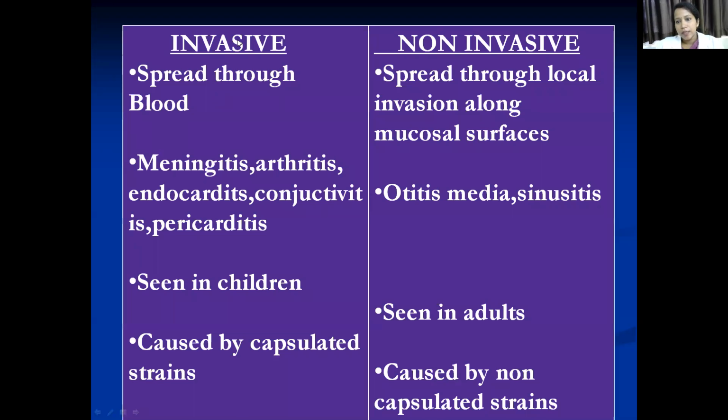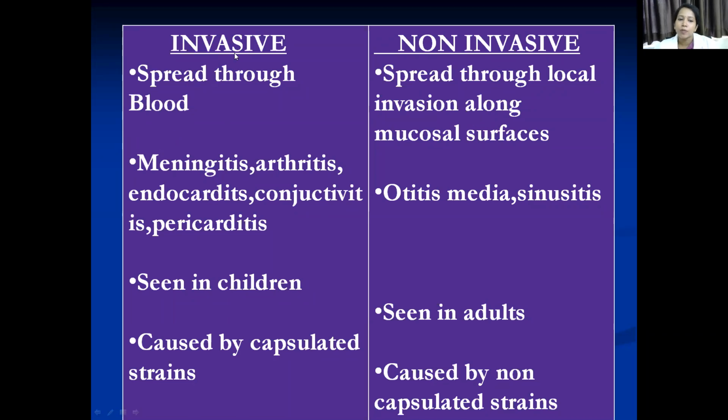So, the diseases caused by Haemophilus are of two types: invasive form and non-invasive form. What is the invasive form? They spread through blood. Whereas non-invasive forms spread through local invasion, or they affect the mucosal surface. They don't go to the blood.